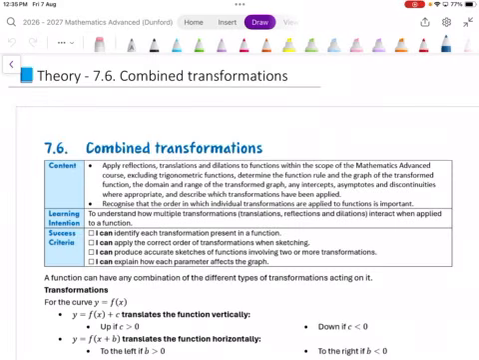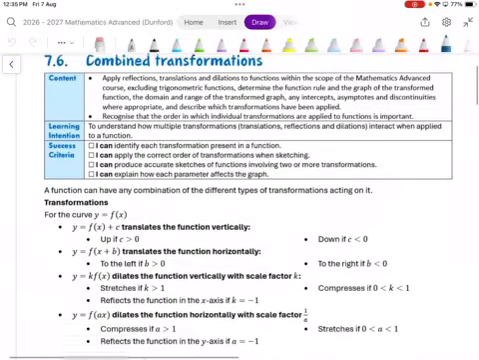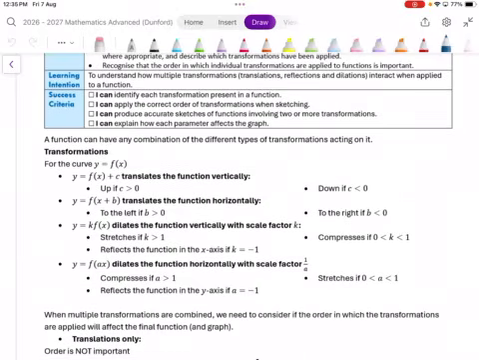Okay, what we're doing is we're looking at combined transformations today. So a function can have any combination of different types of transformations acting on it. So the first transformation that we looked at for the curve y equals f(x) is if it translates the function vertically. So y equals f(x) plus c, it goes up if c is greater than 0, it goes down if c is less than 0.